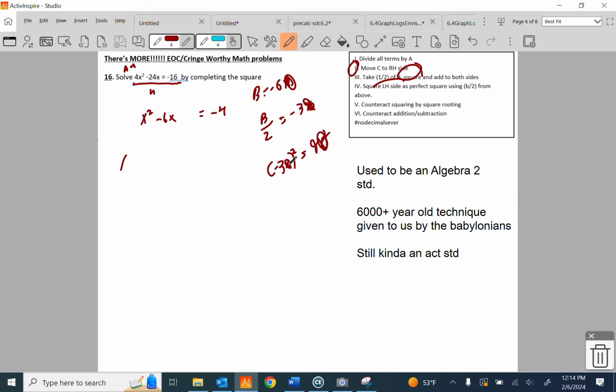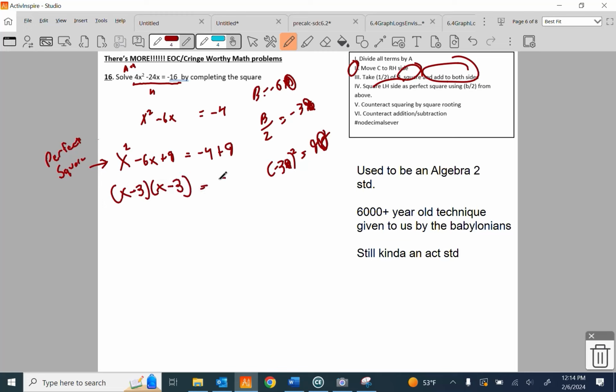And so when I square -3, I get 9. And that 9 gets added to both sides. Now, this thing is what we call a perfect square. It factors as x minus 3 times x minus 3. And -4 and 9 makes 5. If you're going to write something twice, it may as well just be squared.